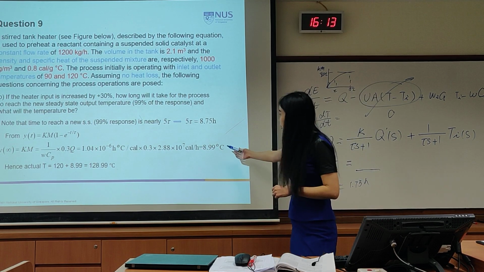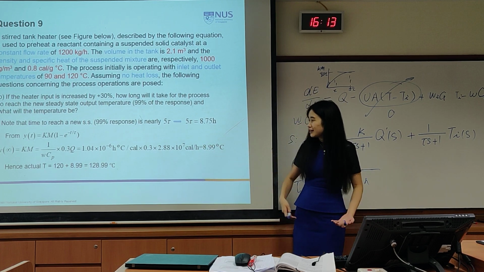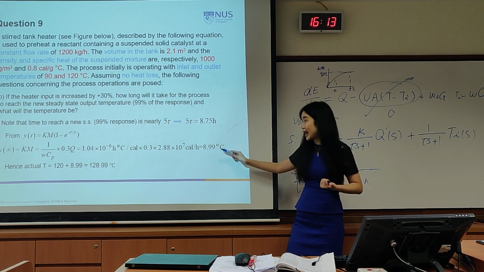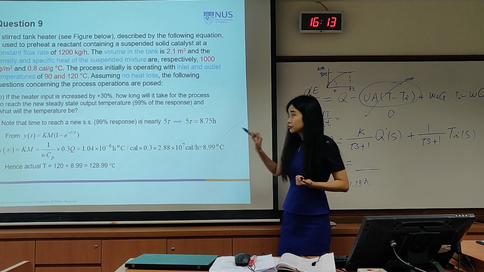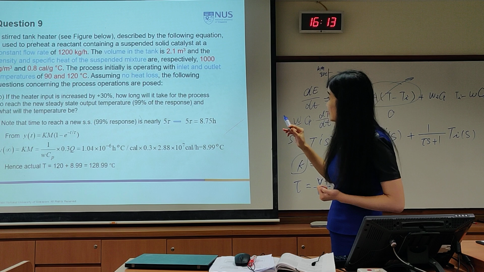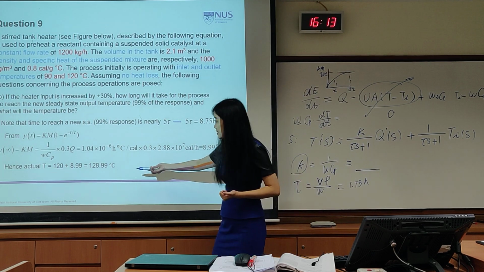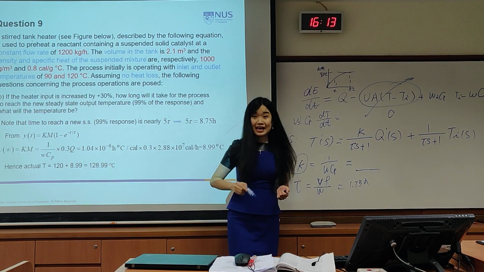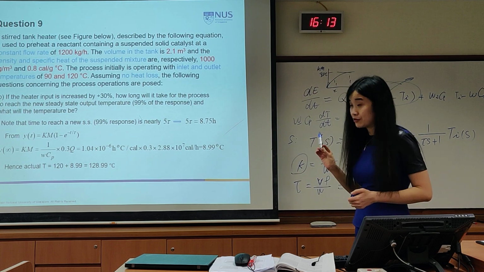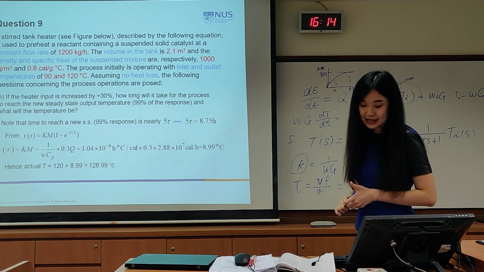Okay? Because now we already use the deviation variable, so we've got this value. Don't say this is directly the final temperature, because now we use deviation, so you should add this Km value to the initial steady state. We know it is 120, because this is the outlet temperature. Initial steady state is 120. So add this 8.99 to the 120 to get the outlet temperature after the step response. Okay, so just use the Km value to calculate this.